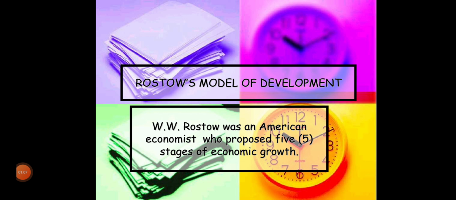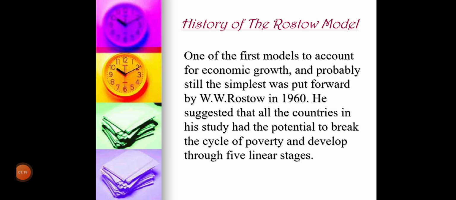So this theory ay ginawa ni Walt Whitman Rostow. So history of Rostow's model, one of the first models to account for economic growth and probably still the simplest, was put forward by W. Rostow in 1960. He suggested that all the countries in his study had the potential to break the cycle of poverty and develop through 5 linear stages.